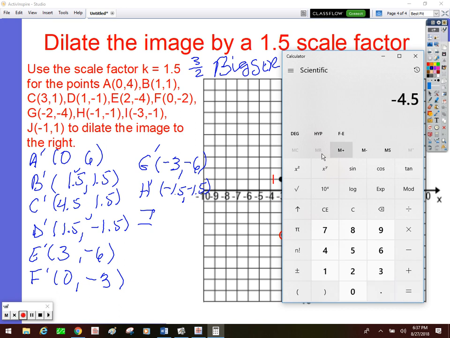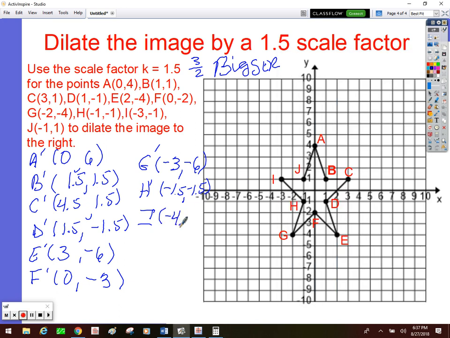And that gives me my negative 4.5, which is just the opposite of that, right? So negative 4.5. And then the second one in I is negative 1. Well, we've done negative 1. We just did it. So negative 1.5. And then the last one is going to be J. Okay?